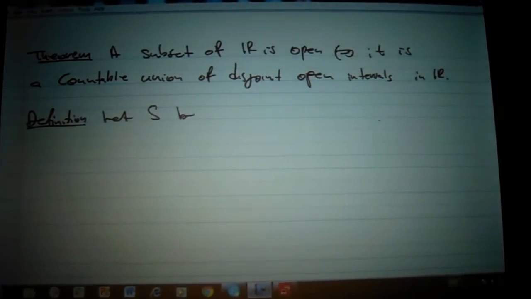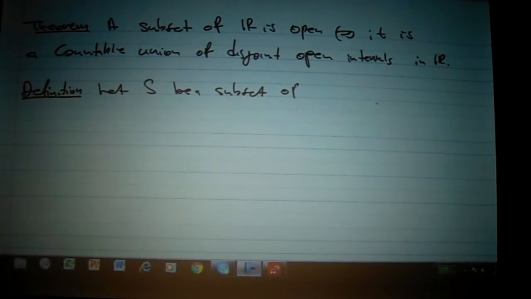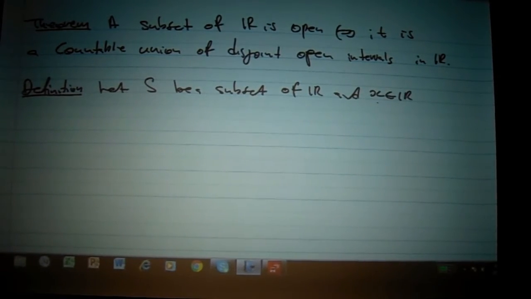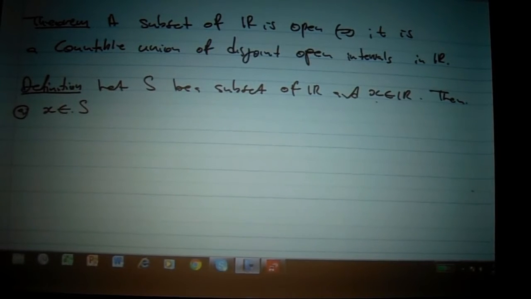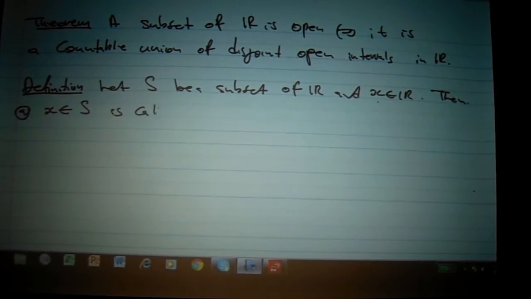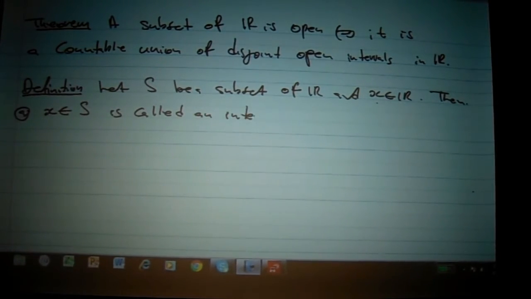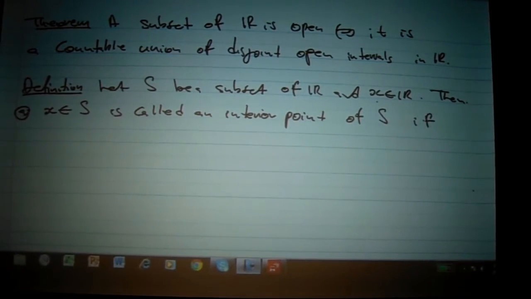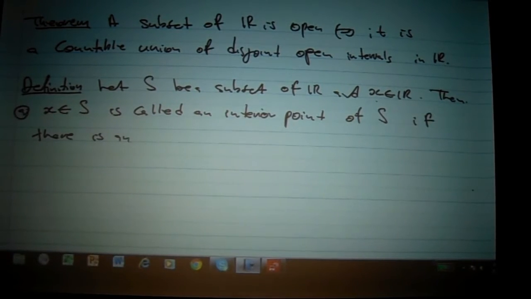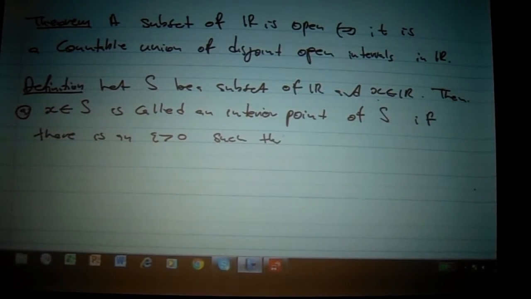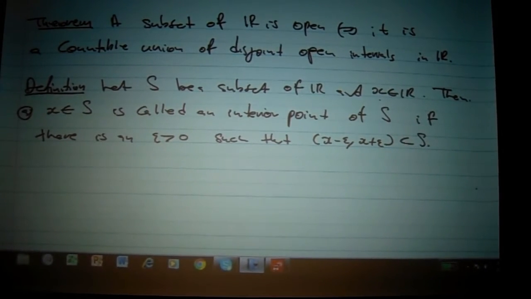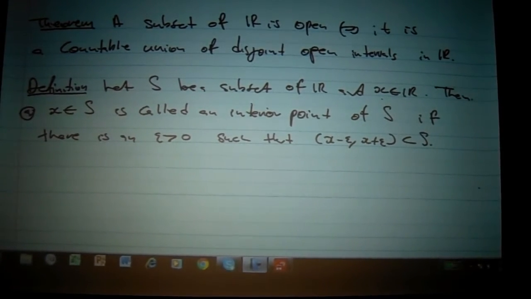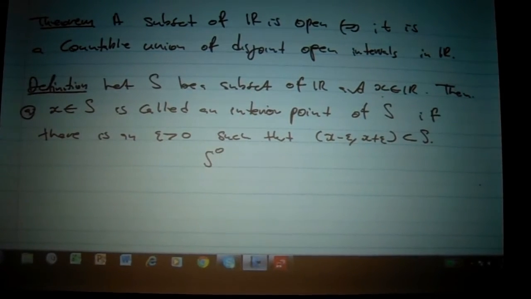Let S be a subset of R and x also in R. Then we say the following. Number A, some of you have seen this. x in S is called an interior point of the subset S if the following happens: if we can find epsilon positive such that... So that's the definition of the interior point. And then some people denote it like that.